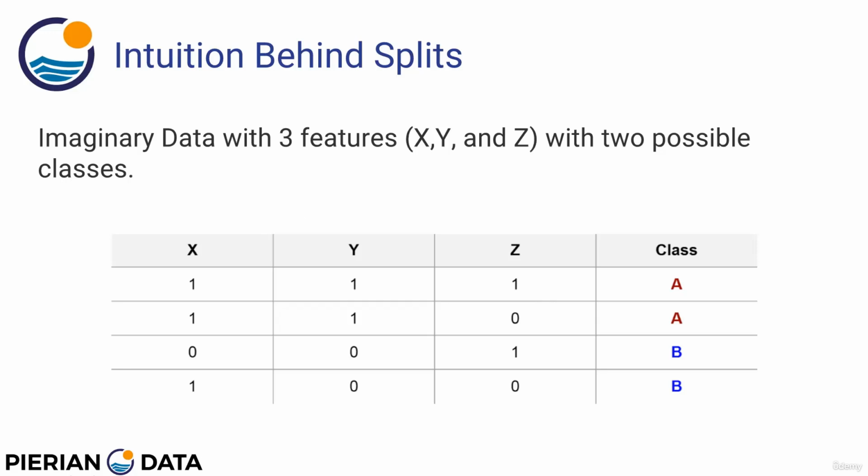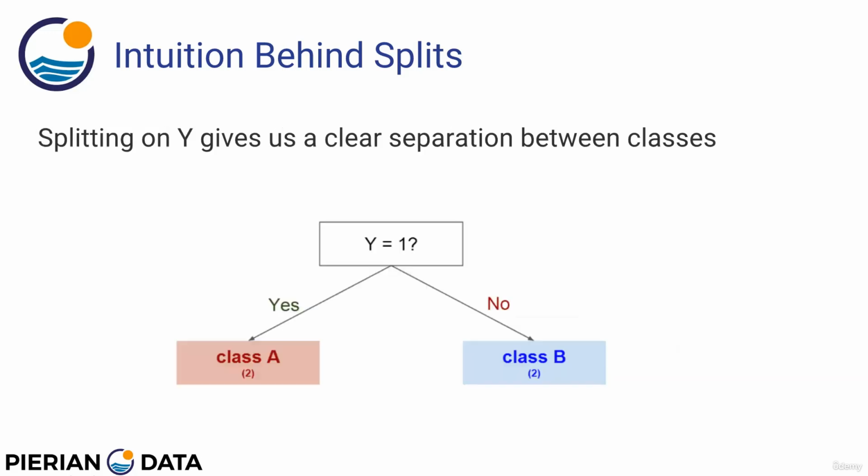Let's go ahead and discuss an intuition behind splitting on these nodes. Imagine now that I have this data with 3 features, X, Y, and Z, and I'm trying to predict 2 possible classes, Class A or Class B. Splitting on Y gives us a clear separation between classes. If I ask, does Y equal 1? I get perfect separation of the 2 instances of Class A and the 2 instances of Class B.